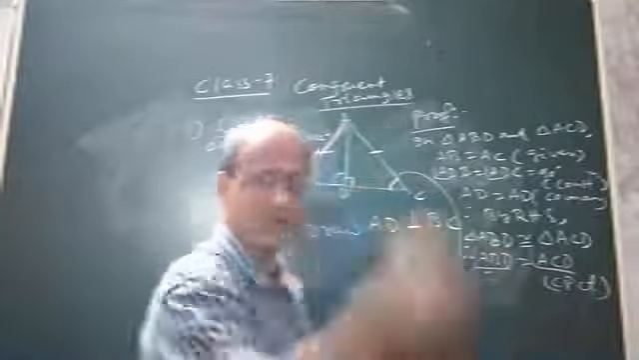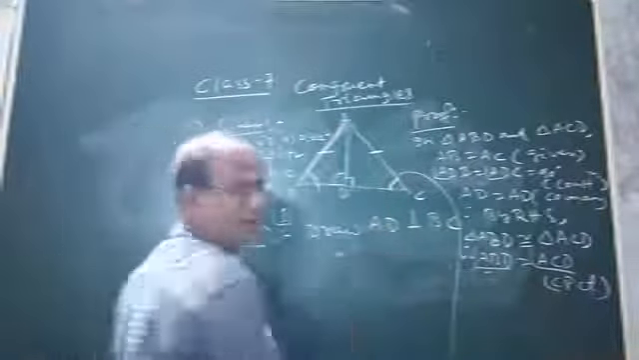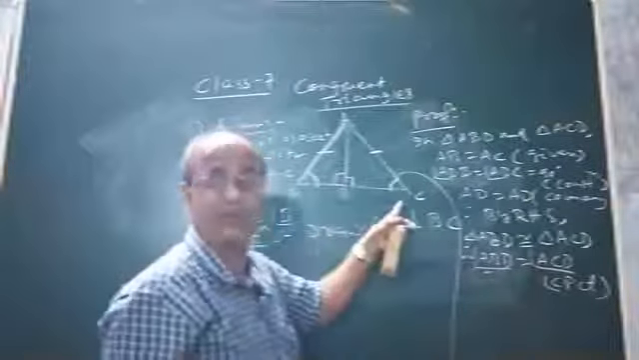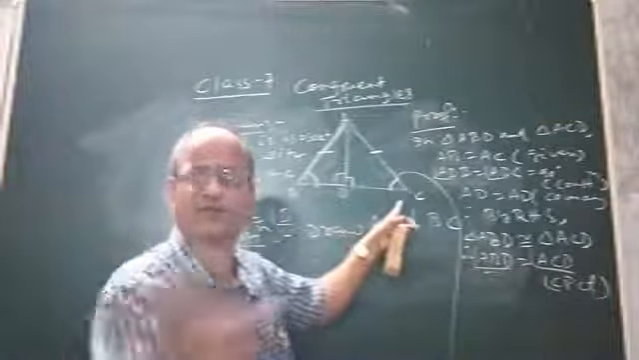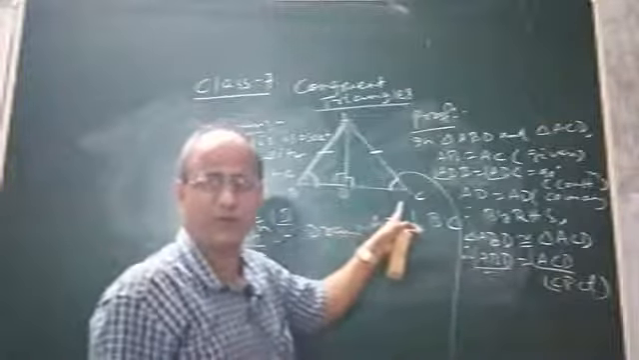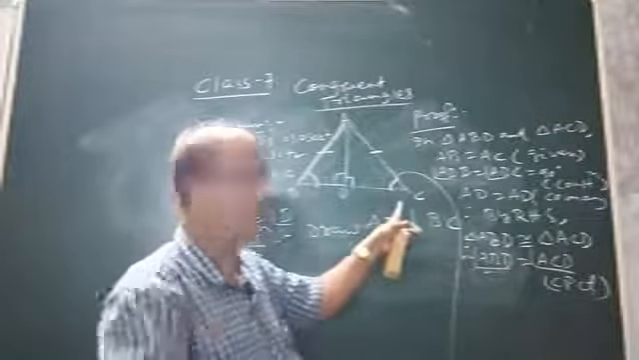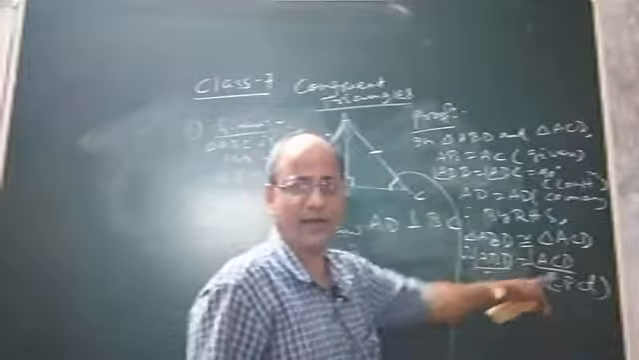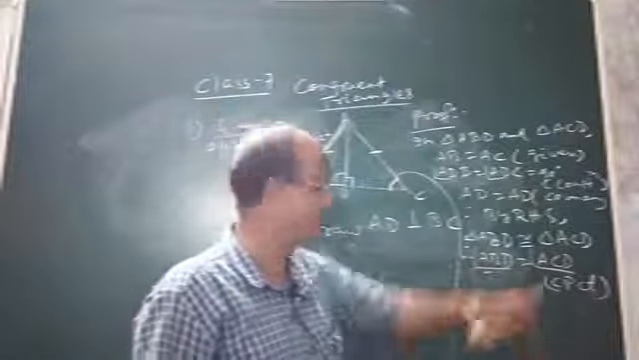Also you can say, sir, BD and CD, will they not be equal? Yes, BD and CD will also be equal. But it is not asked in the question, so there is no need to prove that BD equal to CD. We are simply asked to prove this angle equal to this angle, which we proved. We proved that angle ABD equal to angle ACD by CPCT.